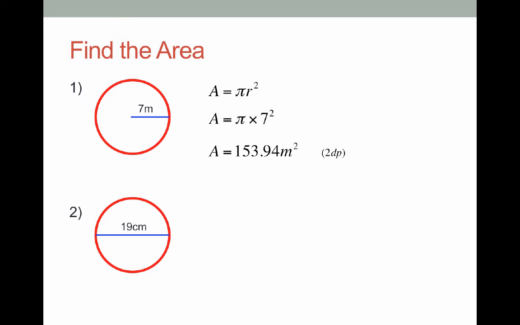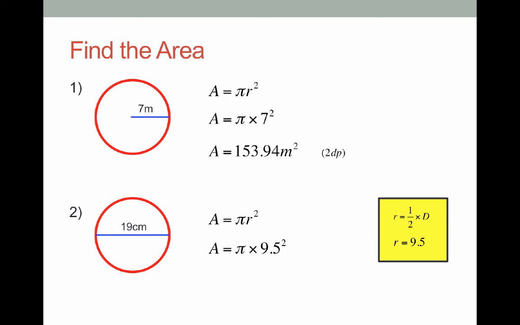Number 2 has a diameter of 19 centimeters. So our area formula requires a radius. Do you remember how to find the radius when you're given the diameter? The radius is half of the diameter. Half of 19 is 9.5. So when I substitute into my formula, my area will be pi times 9.5 squared. And putting that into a calculator gives me 283.53 centimeters squared. And again, I've rounded off to 2 decimal places.